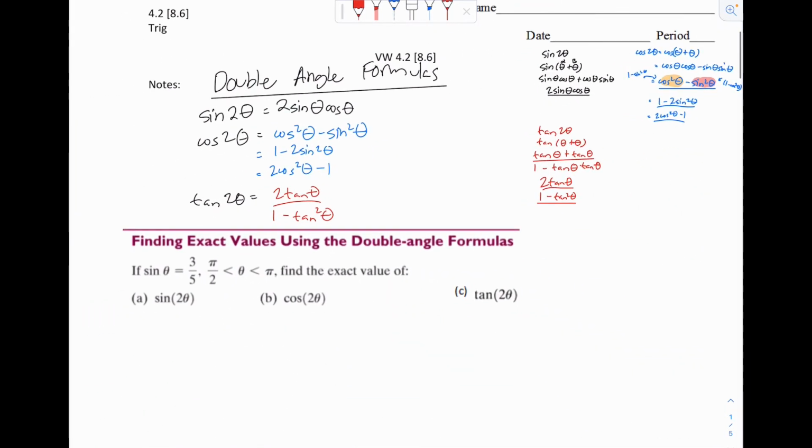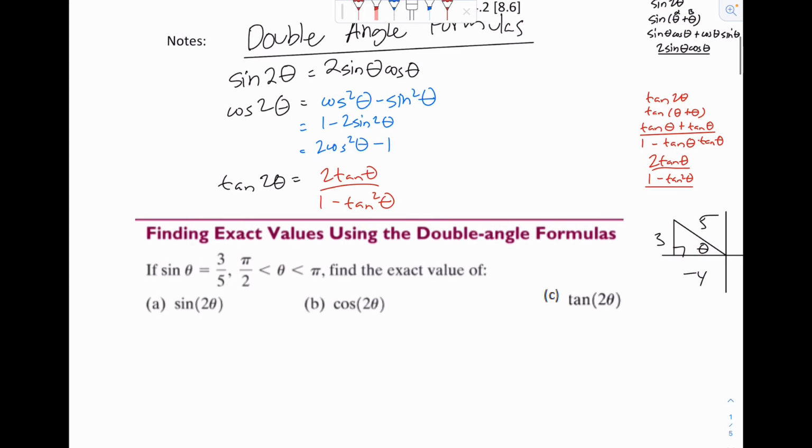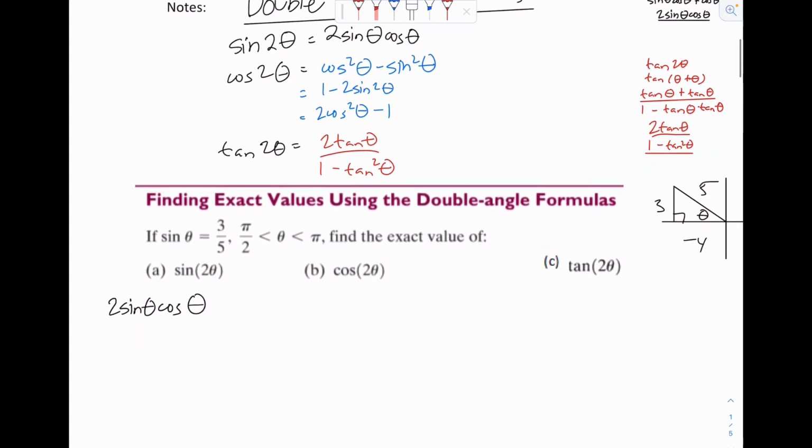Let's try our first question. If sine theta equals 3 over 5, the angle is in quadrant 2, find these values. Let's start by making our generic triangle in quadrant 2. Okay, so 3, 5, negative 4, we'll put theta. And it's pretty simple. We just write out the formula, 2 sine theta cosine theta, and plug it in.